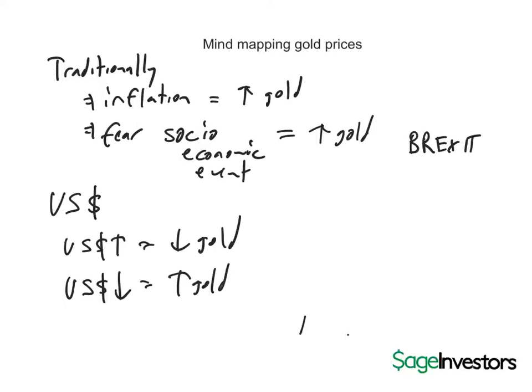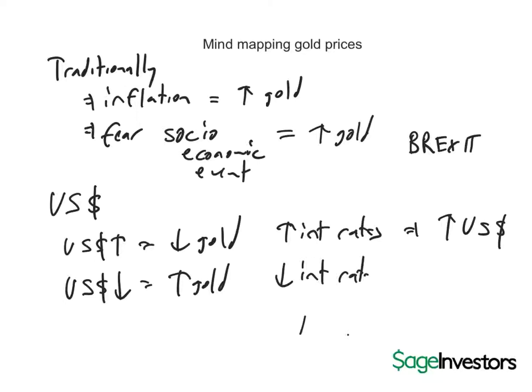So how do we figure out the direction of the US dollar? One way we can look at is interest rates. If interest rates in the US are going up, that will put upward pressure on the US dollar, while if interest rates are flat or going down, that can lead to downward pressure on the US dollar.